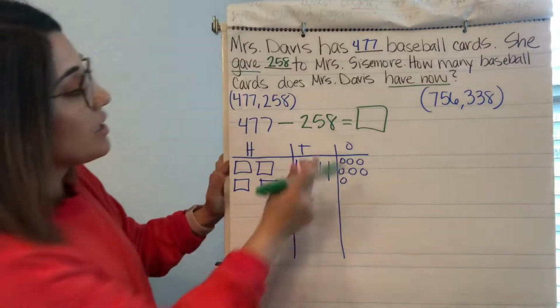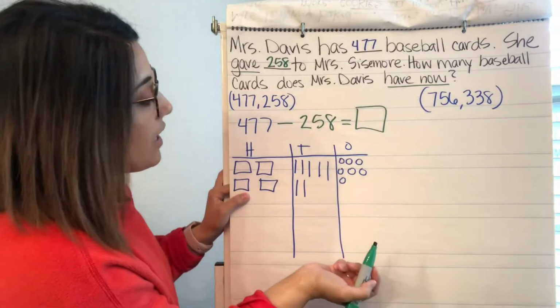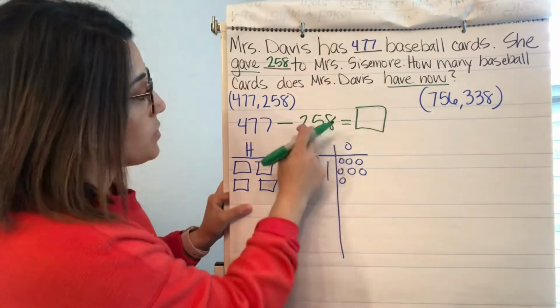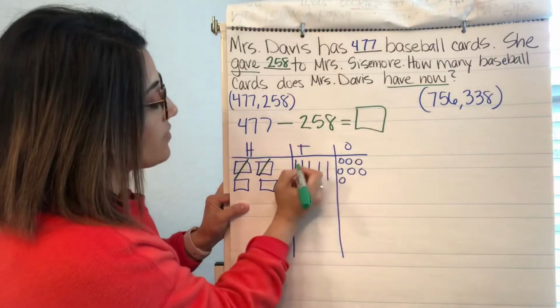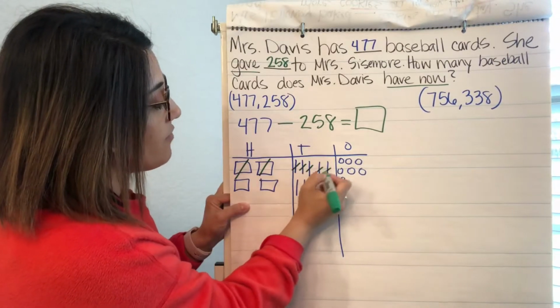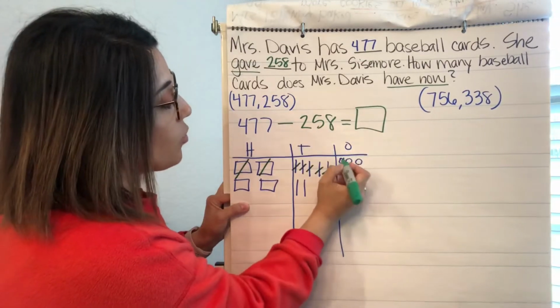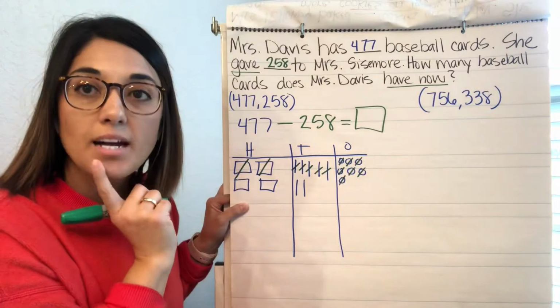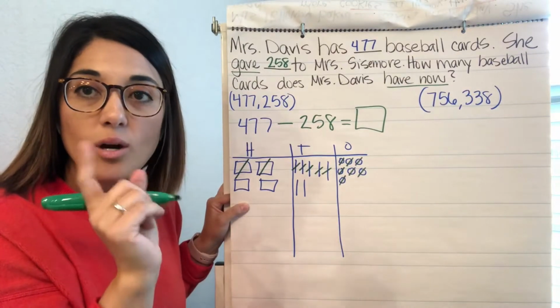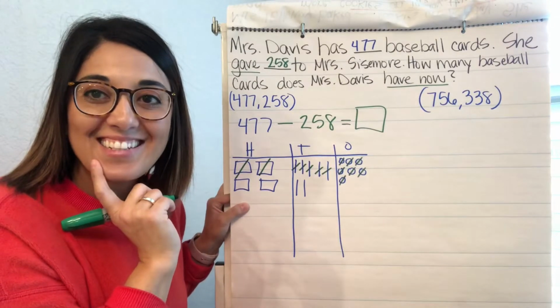All right, so if we look here, I'm going to take away 258. So I'm going to take away 200, so 100, 200, take away 50: 10, 20, 30, 40, 50, and I need to take away 8. 1, 2, 3, 4, 5, 6, 7. I was only able to take away 7. What do I need to do, guys?